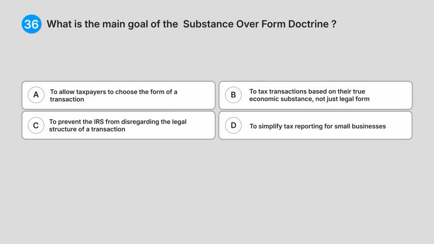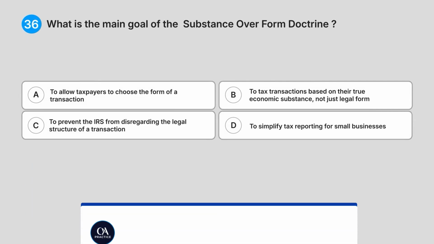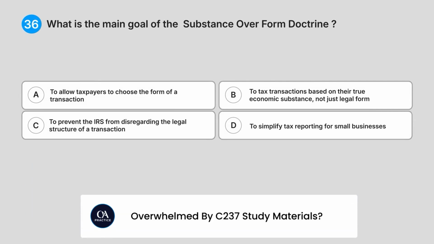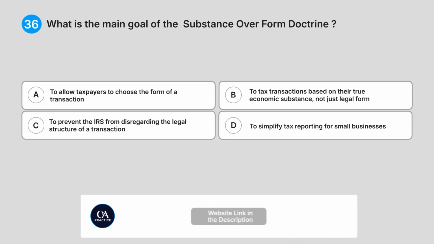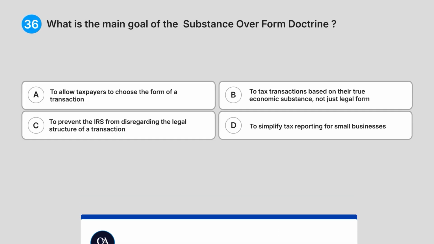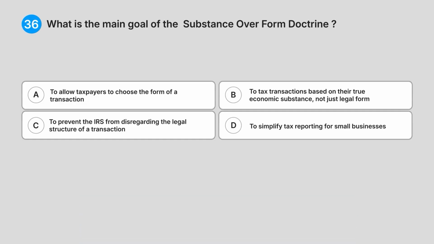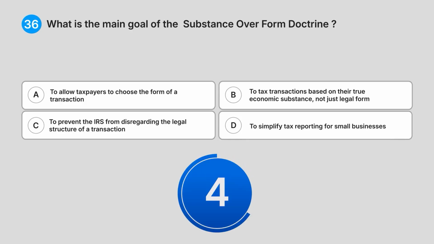36. What is the main goal of the substance over form doctrine? A. To allow taxpayers to choose the form of a transaction. B. To tax transactions based on their true economic substance, not just legal form. C. To prevent the IRS from disregarding the legal structure of a transaction. D. To simplify tax reporting for small businesses. What do you think is the answer?